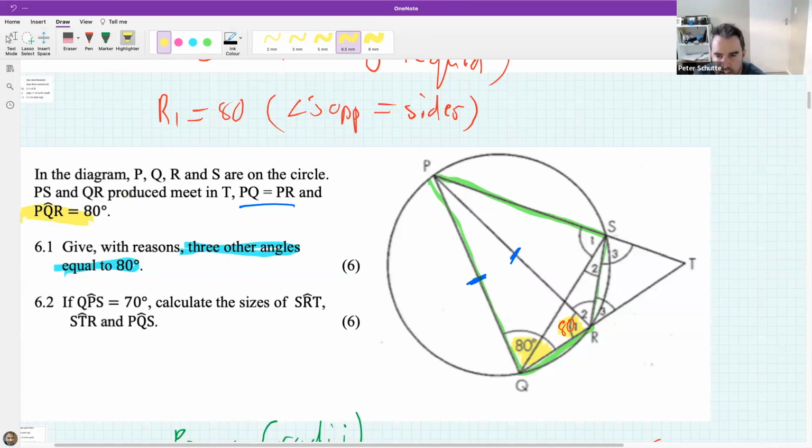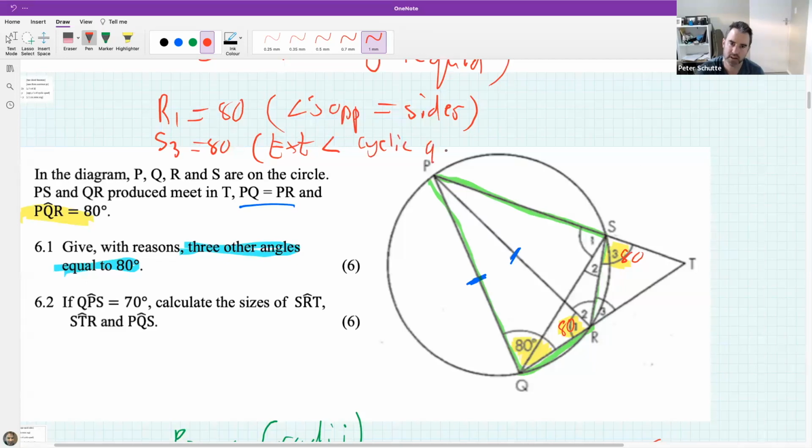So I see a lot of students liking S3. What would be the reason for S3 being equal to 80? I think it is 80. So I would say S3 is 80. And Trishan and Zama, I agree, it's the exterior angle of the cyclic quad. Now we need one more, and I think I saw it in chat, but I'm not sure if everybody's recognized it yet. What is it going to be? It's not going to be R2.